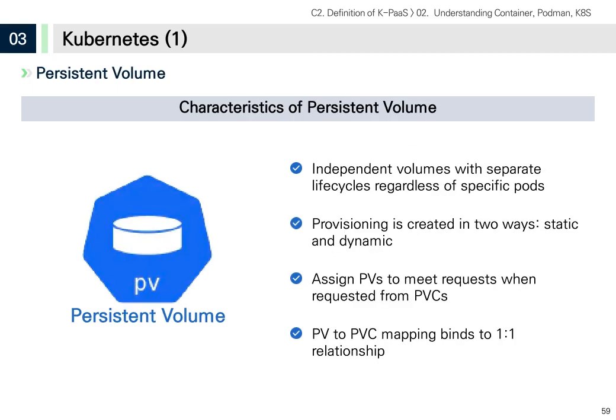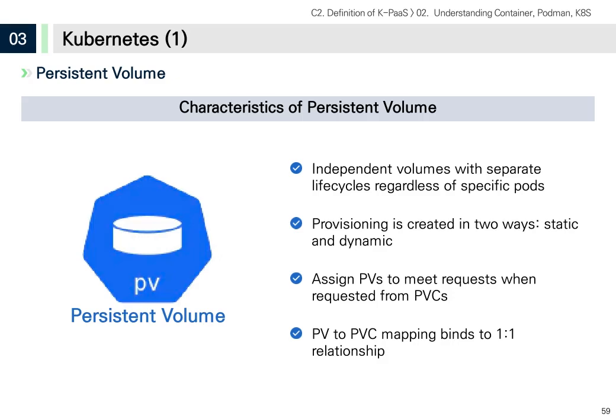Persistent volumes. PV refers to the volume itself. It is responsible for connecting to storage outside the cluster, is managed independently of pods, and has a life cycle. A persistent volume, PV, is storage in the cluster that has been provisioned by an administrator, or dynamically provisioned using a storage class. When a user makes a request, a PV is allocated to match the request. The relationship between PVs and PVCs is bound in a one-to-one relationship, and provisioning is created in two ways, statically and dynamically.